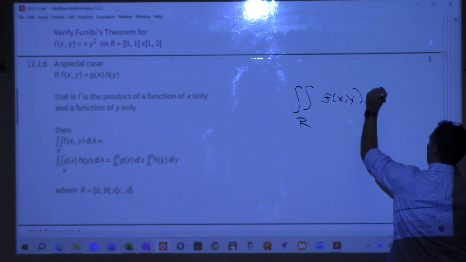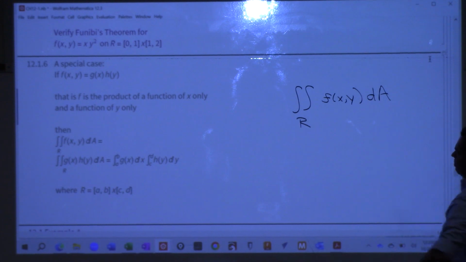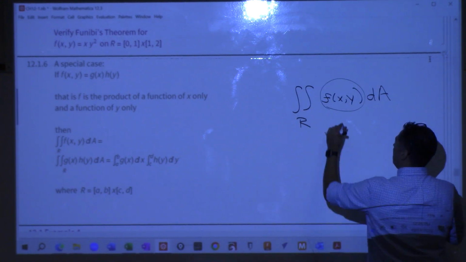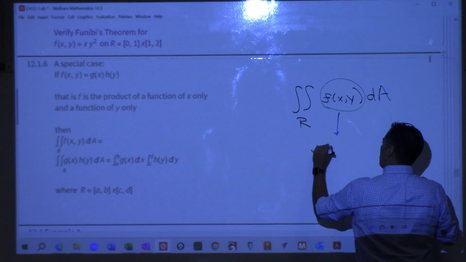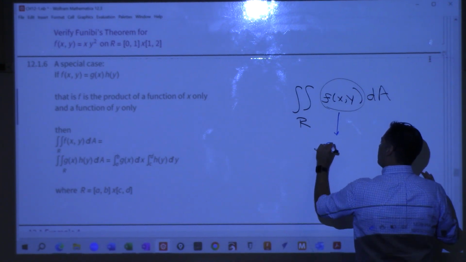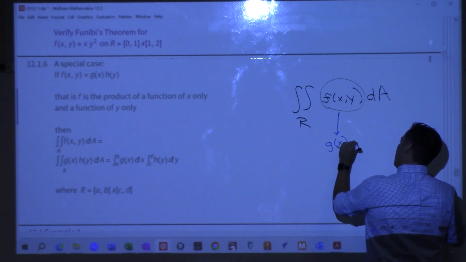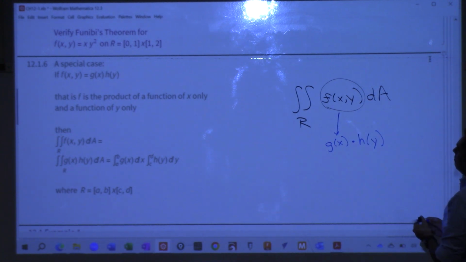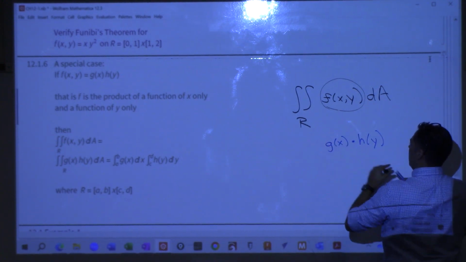This is the new thing for today, right? This gives you the volume underneath the surface. All right, let's say you're trying to do this. But in this special case, when you're looking at this, it's actually some function of x times some separate function of y. I should say this whole thing is.